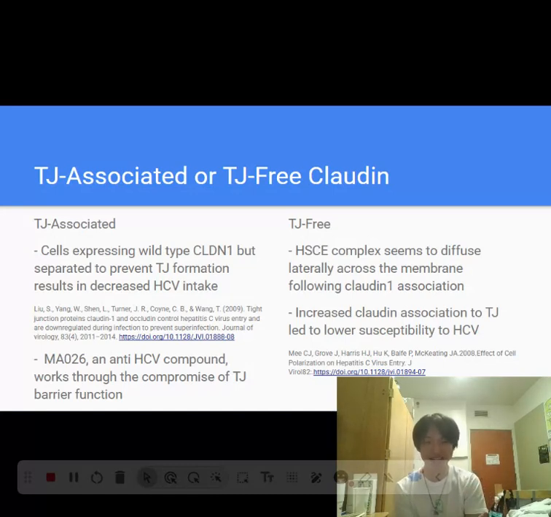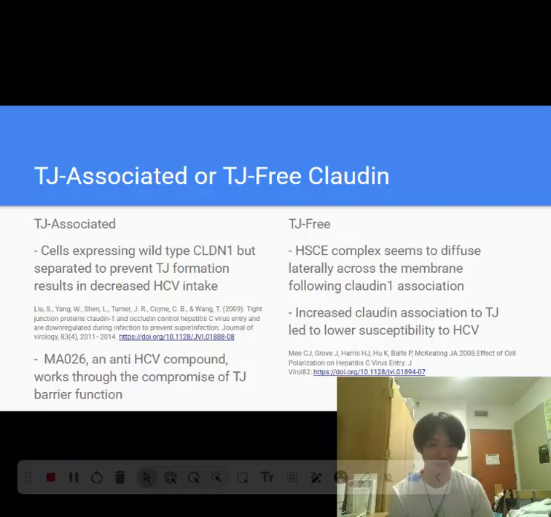On the other hand, there is some evidence to support that HCV might bind to just claudins that are not in a tight junction and are just floating in the basolateral membrane. Number one, the HSCE complex, they talked about how it just seemed to diffuse laterally following association with CLDN1.